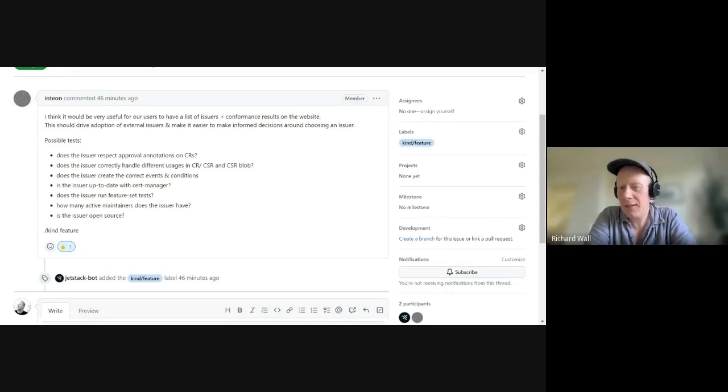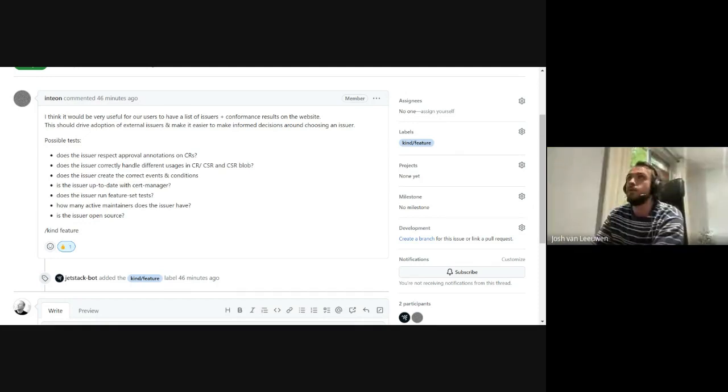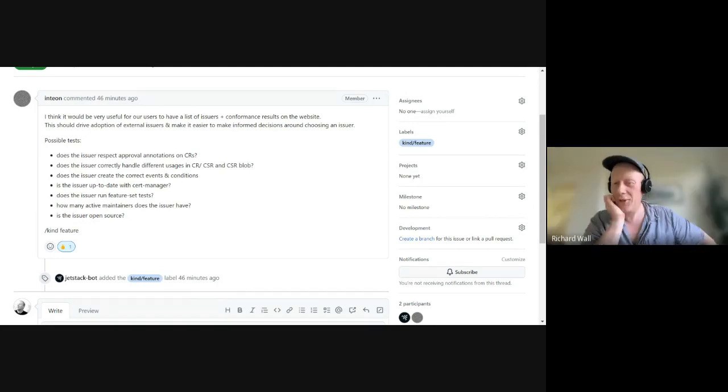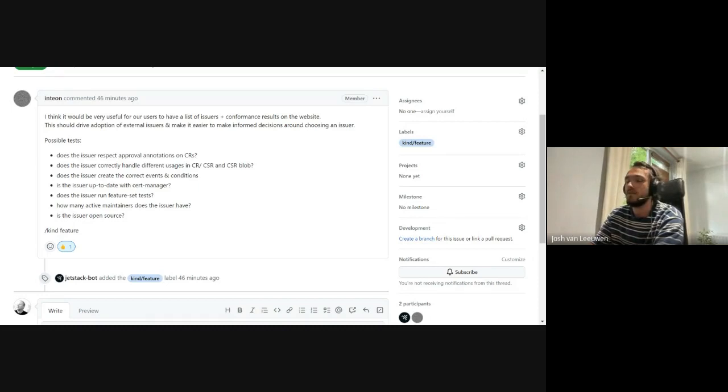Has anyone seen this sort of thing elsewhere? I mean, what about external volume drivers for Kubernetes? How do they, are some of those considered more worthy than others? They do a list of something.